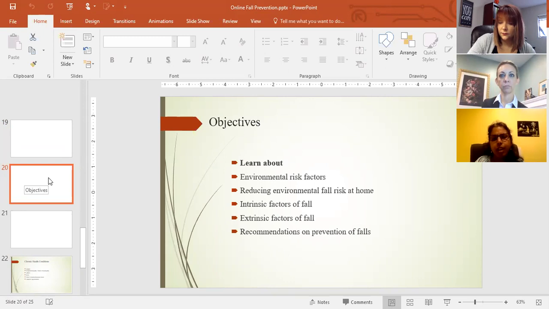So today's objective is going to be environmental risk factors, reducing the environmental fall risk factors at home, and intrinsic and extrinsic factors of falls. That means things that are medical that can cause you to fall and the other factors around you that can cause you to fall. And obviously last would be giving you recommendations on how to work on prevention, because that's the key when it comes to fall precautions.